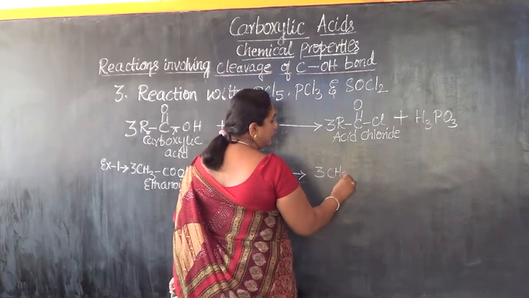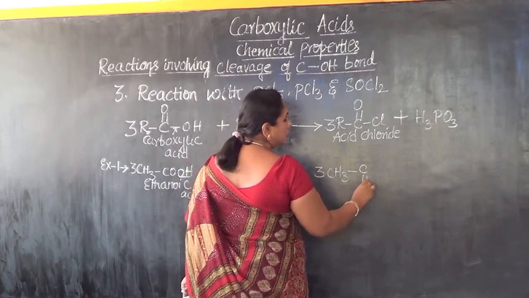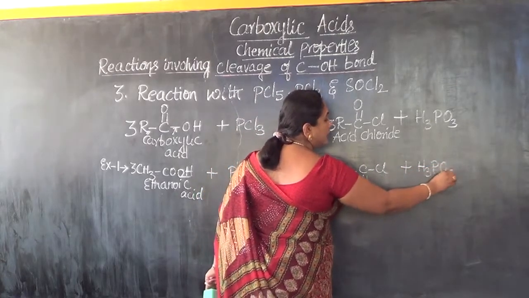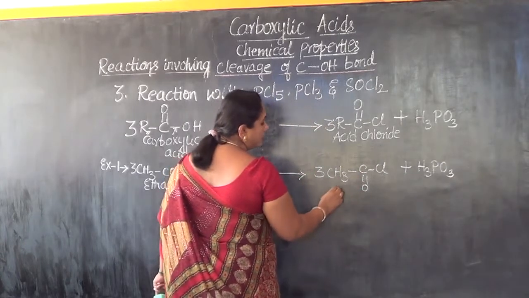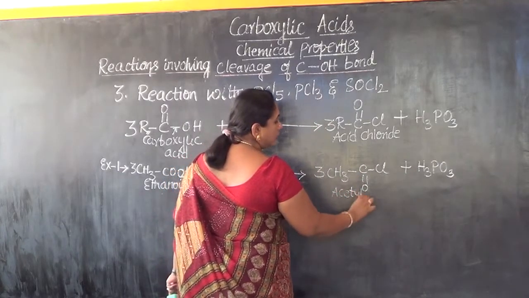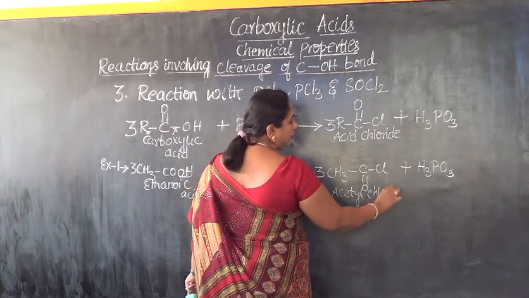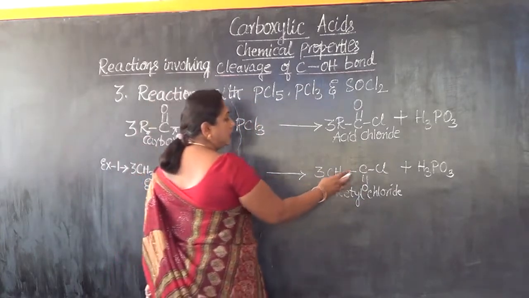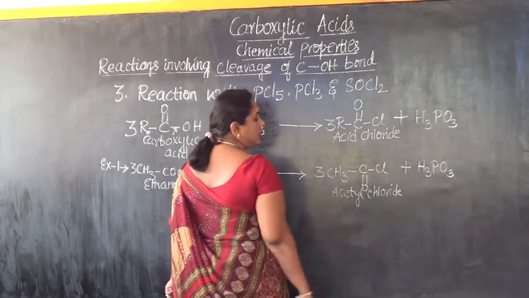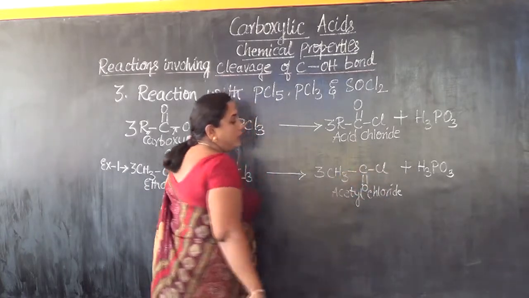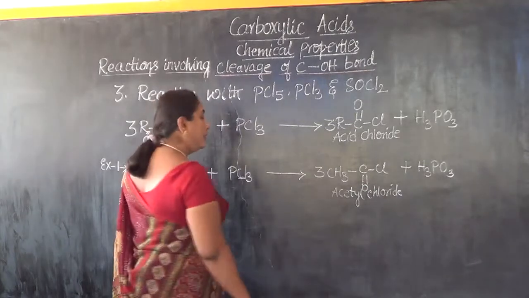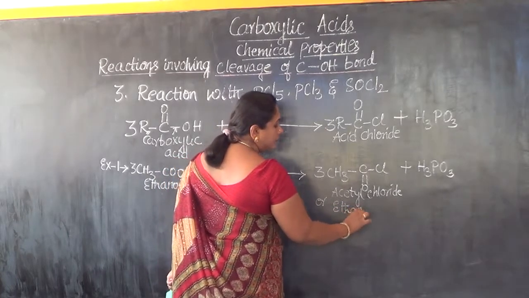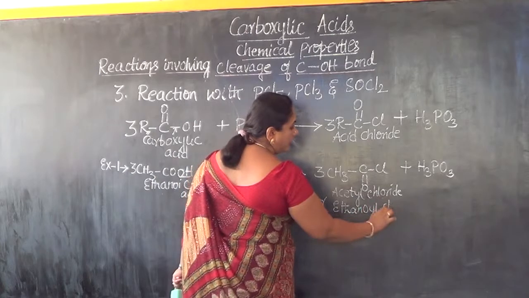So the remaining constituents will be as it is. 3 molecules of CH3COCl along with H3PO3, phosphorus acid. Now what's the name of this compound? Acetyl chloride, because CH3CO is the acetyl group. CH3C double bond O is called the acetyl group and to that chlorine is attached, so therefore acetyl chloride. Its IUPAC name will be ethanoyl chloride.